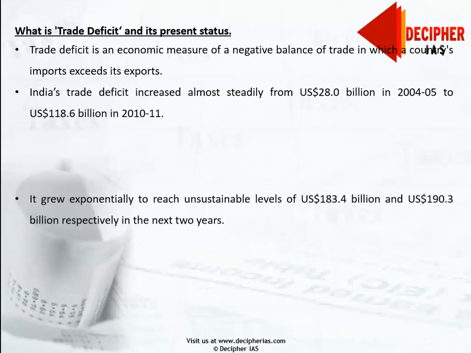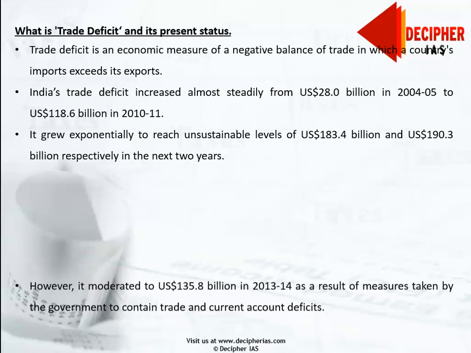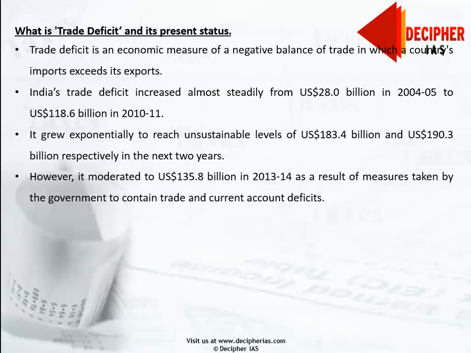So how did it grow? It grew exponentially and reached the unsustainable level of 183.4 billion US dollars. It had become 183.4 billion in the next 2 years, but then it came back down. However, it came back to 135.8 billion US dollars.